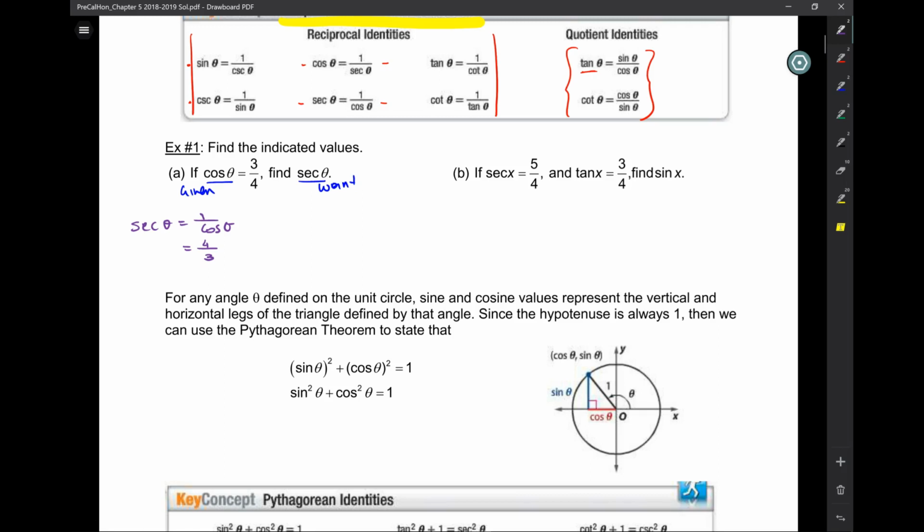Okay, so here, I have secant of x is 5 over 4. Tangent of x is 3 over 4. So these are my given. And I want sine of x. So I ask myself, how is sine related to secant or tangent? How are they related? Is sine related to tangent in any way? Yeah, how?